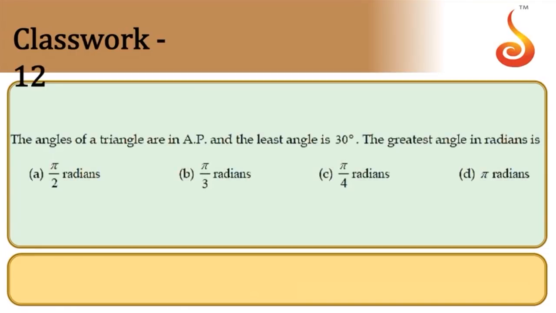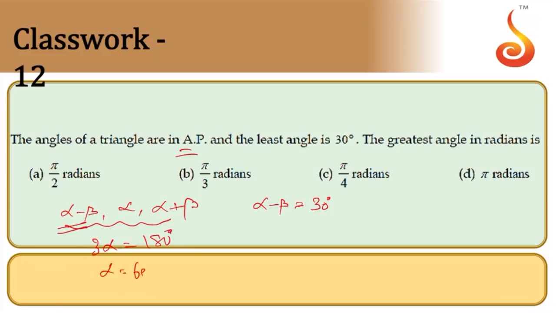The angles of a triangle are in AP, arithmetic progression. So let me consider the angles as alpha minus beta, alpha, and alpha plus beta. The least angle, that is alpha minus beta, is equal to 30 degrees. But we know the sum of these angles is equal to 180, that is 3 alpha is equal to 180 degrees. Alpha must be 60 degrees. If alpha is 60, then automatically beta must be 30 degrees.